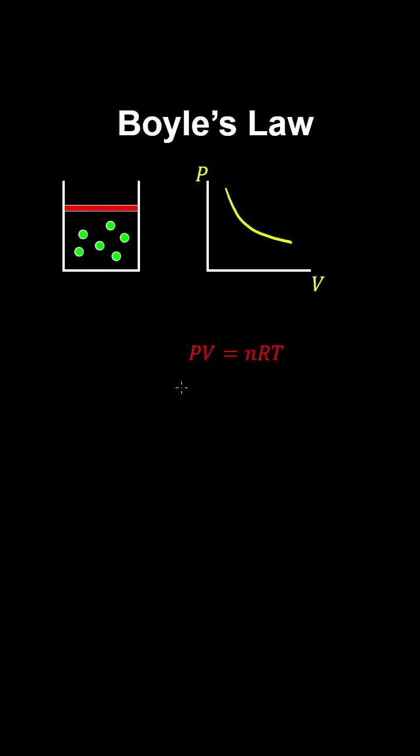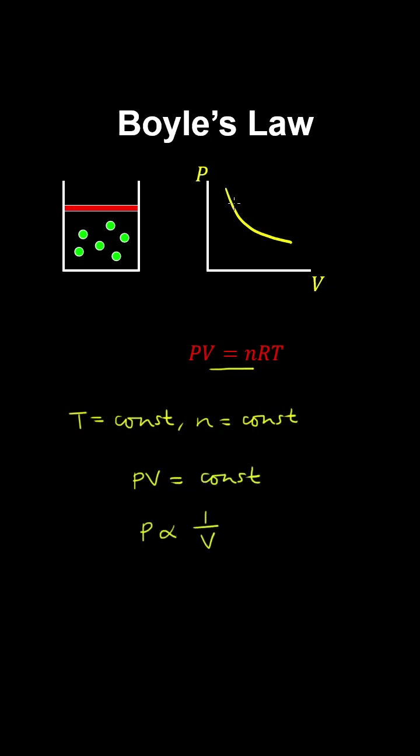Boyle's law is also derived from the ideal gas law, for the special case where the temperature is constant and the number of moles of gas is also constant. So therefore the pressure by the volume of the gas is constant and the pressure is inversely proportional to the volume. So graphically this is a hyperbola, and we call this an isotherm.